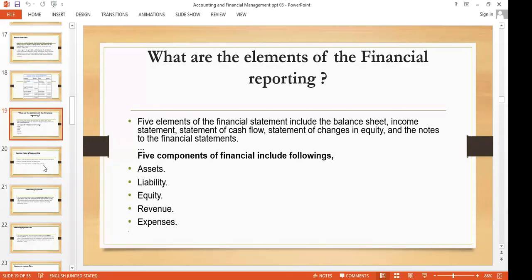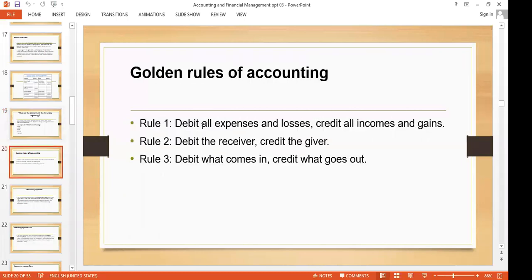We know already. This is the golden rule of the accounting. Please remember this. Always debit all expenses and losses. Credit all income and gains. Other side, debit the receiver, credit the giver. Debit what comes in, credit what goes out.